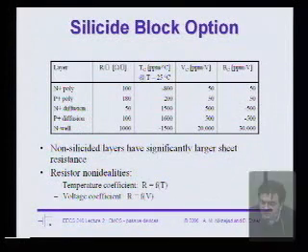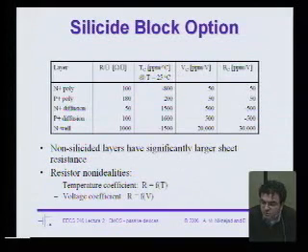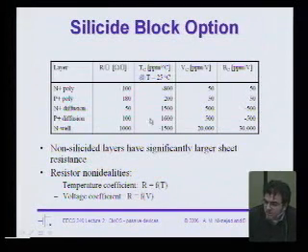You can see right away that all the resistances go up. So our poly, which was like 5-6 ohms per square, is now 100 ohms, 200 ohms per square. And the same thing for our diffusions and N wells. They all go up.